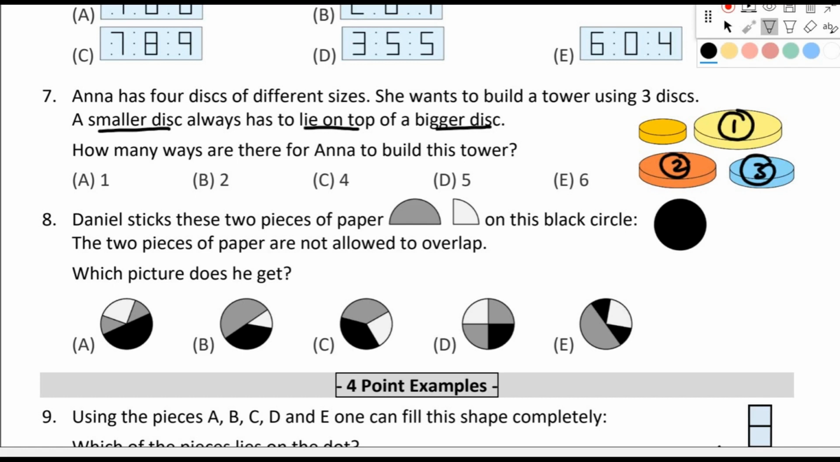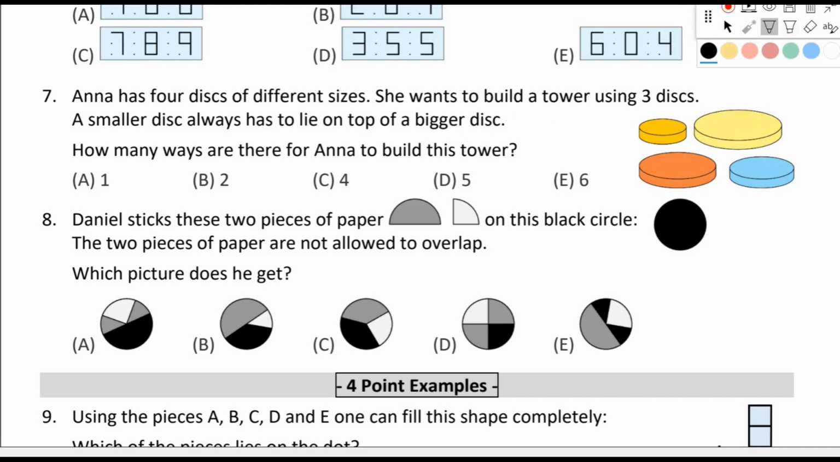Tower of Hanoi, the number of ways in which the arrangement is possible is calculated using the formula 2 to the power k minus 1. And what is k? K is the number of discs, and n is the number of moves in which this arrangement is possible.